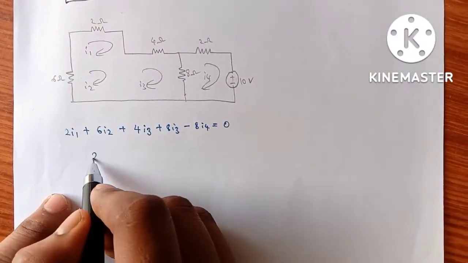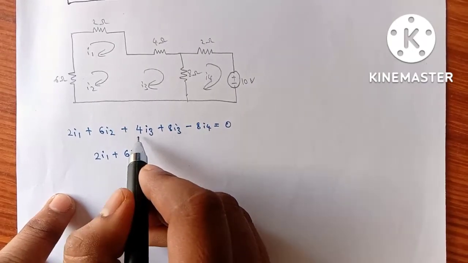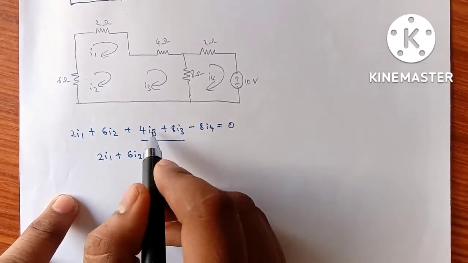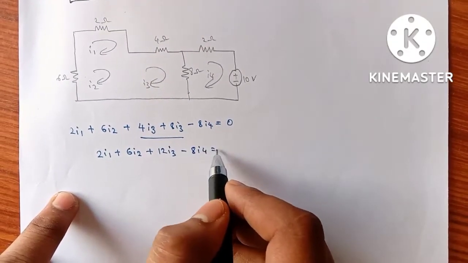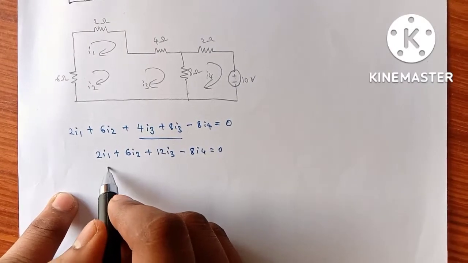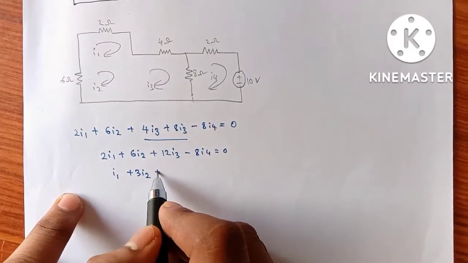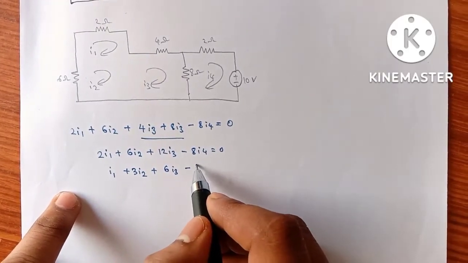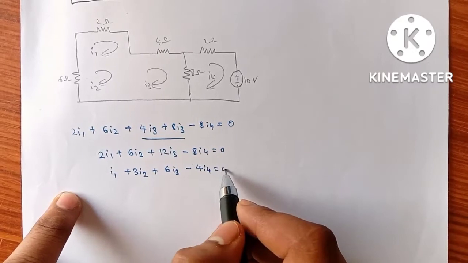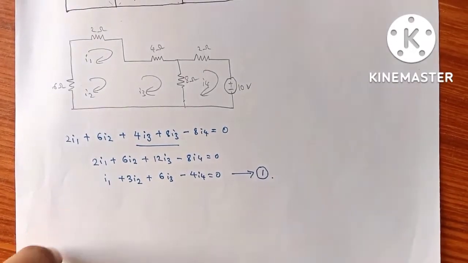Now on solving this, 2I1 plus 6I2 plus 12I3 minus 8I4 equals 0. Taking 2 as common, I1 plus 3I2 plus 6I3 minus 4I4 equals 0. Consider this as equation 1.